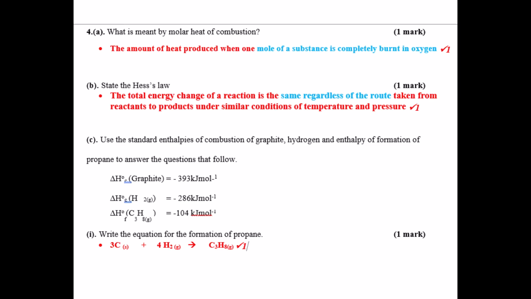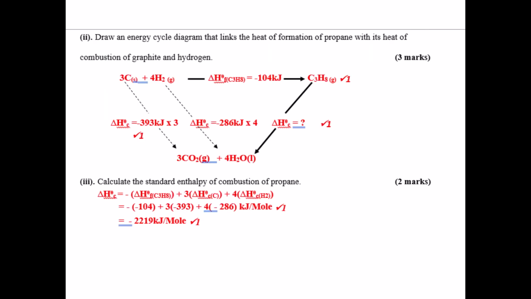With question part C, remember this one had some correction on the question because you're given the enthalpy change of combustion of graphite, that's of carbon. You're given the enthalpy change of combustion of hydrogen and the enthalpy change of formation of propane. So if you write the equation for the formation of propane, it is 3 carbon atoms bonding with 4 moles of hydrogen gas to give you propane, C3H8, as it is given there. Now with this one, that's part 2. Now you are to use Hess's law.